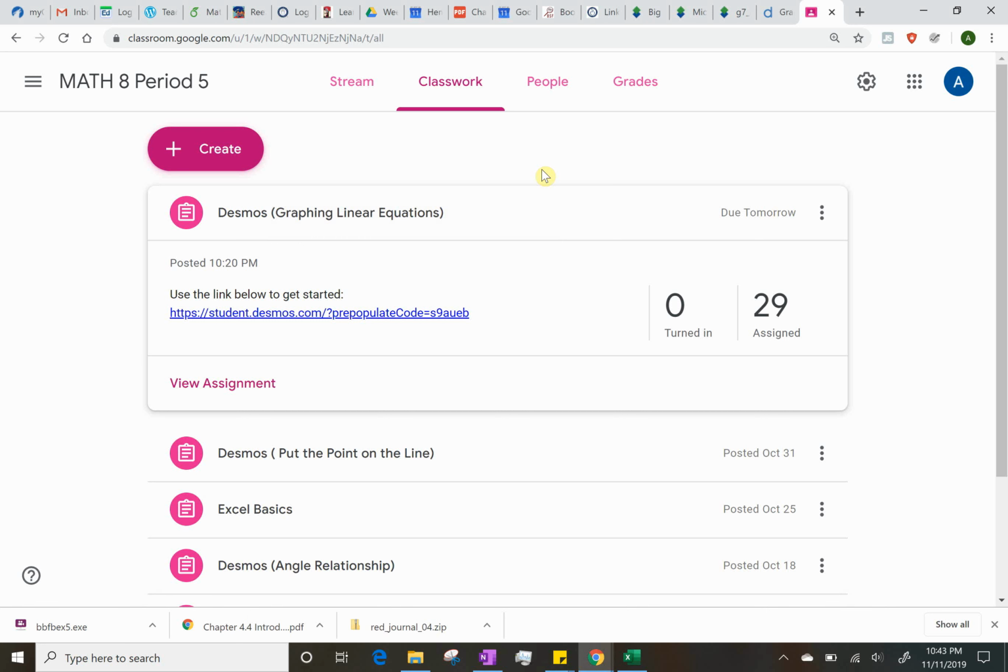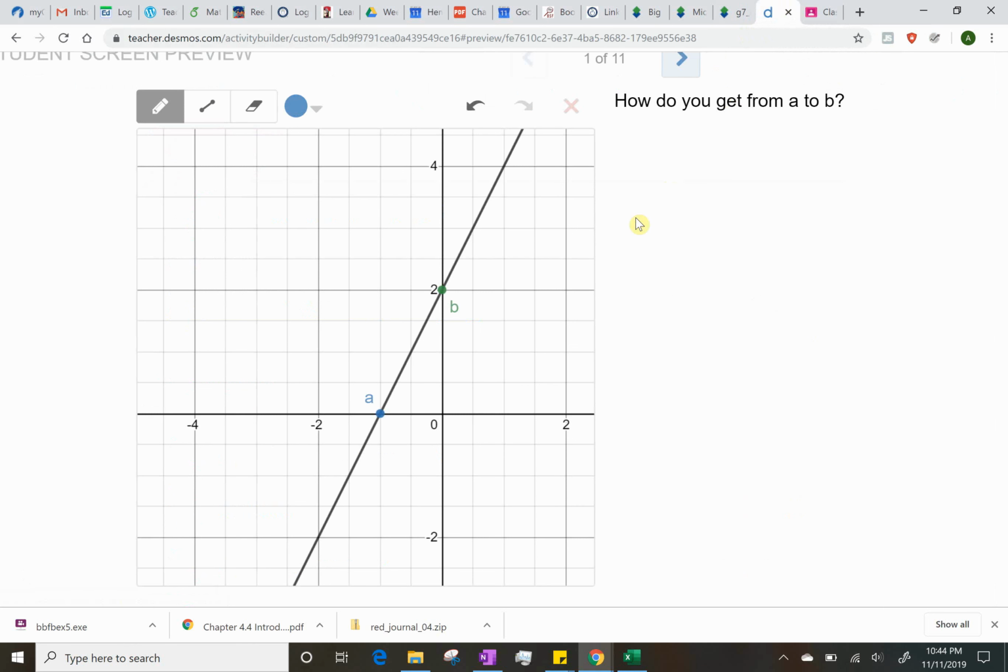So, the very first thing I want you to do is go into our Google Classroom, go into the tab that says classwork right here. Click on this classwork tab and click on the Desmos graphing linear equations. Now, if you click on this link right here, this link will take you directly to our first activity, which is going to look something like this.